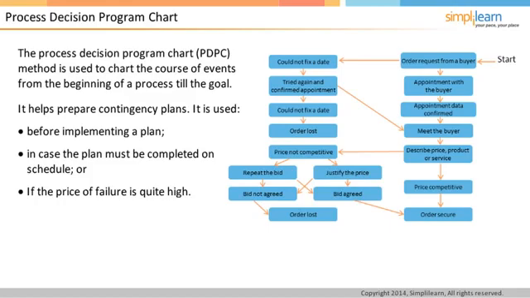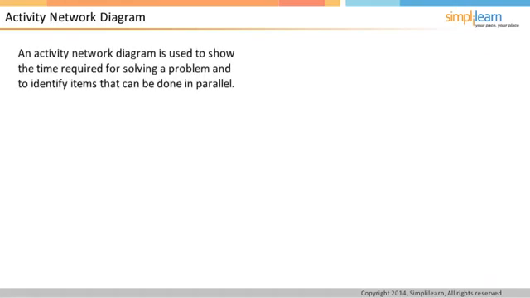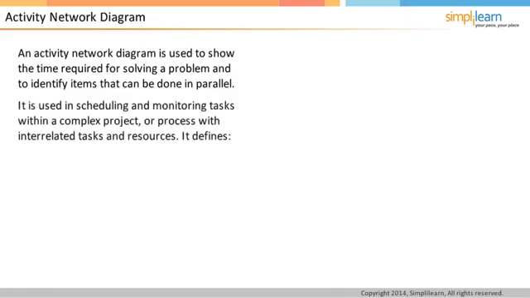An activity network diagram is used to show the time required for solving a problem and to identify items that can be done in parallel. It is used in scheduling and monitoring tasks within a complex project or process with interrelated tasks and resources. Moreover, it is also used when you know the steps of the project or process, their sequence, and the time taken by each of the steps involved. The original Japanese name for this tool is arrow diagram.